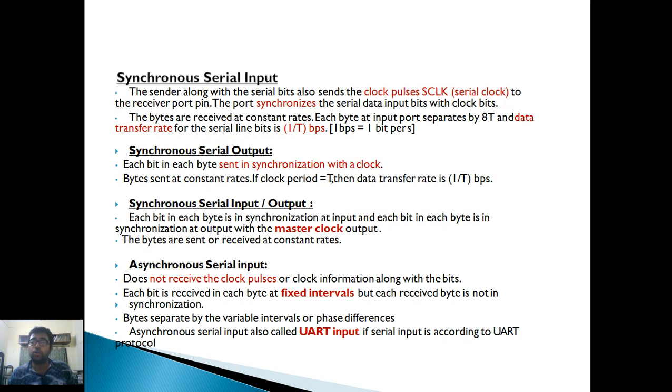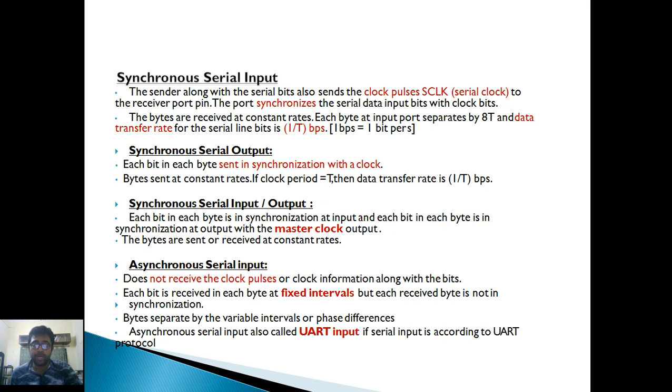The synchronous serial output has the same functionality. Each bit in each byte is sent in synchronization with a clock. Bytes are sent at a constant rate. If the clock period is T, then the data transfer rate will be 1 by T bps, because the transfer rate is basically nothing but the frequency. As we already know, the frequency is equal to 1 by T, where T is the clock period. For each clock pulse, there will be 1 bit.